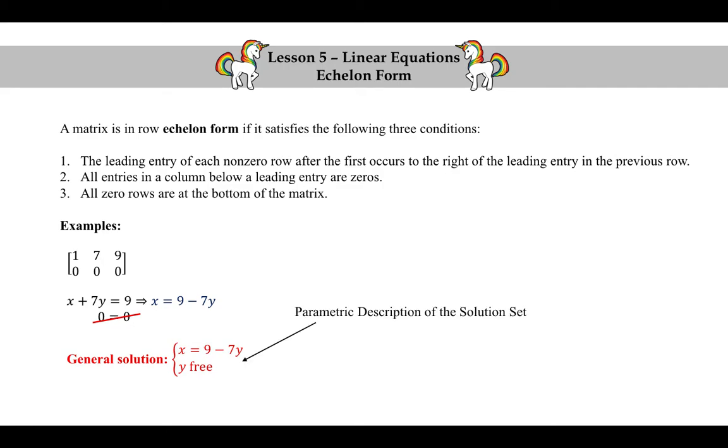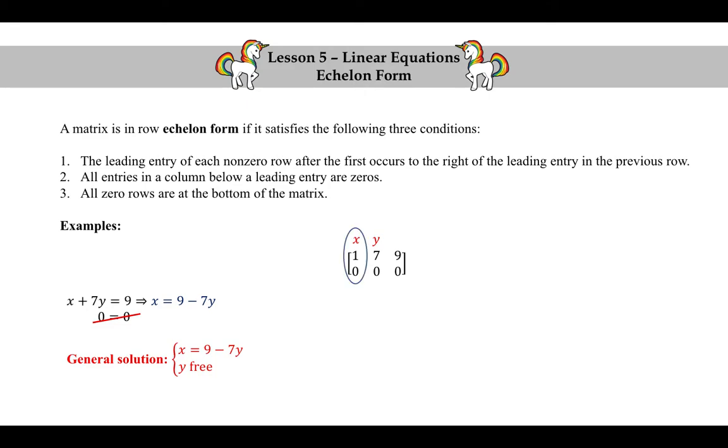This solution, the way we've written it, is called a parametric description of the solution set. Let's look at this matrix again, [1 7 9; 0 0 0], and note that the first two columns correspond to the variables x and y in the system. Looking at the first column, x, we see that it has a leading entry of 1. Since the column corresponding to x has a leading entry, we call x a basic variable.